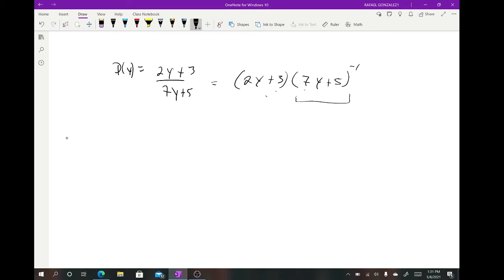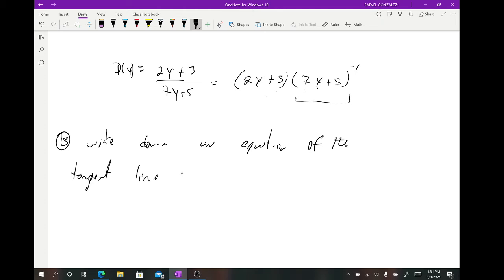The third problem on the final exam is the following. It's one of the most important problems that we did earlier in the term, which is to write down an equation of a tangent line to the graph of y equals 1 plus 2e to the x at the point where x is equal to 0.